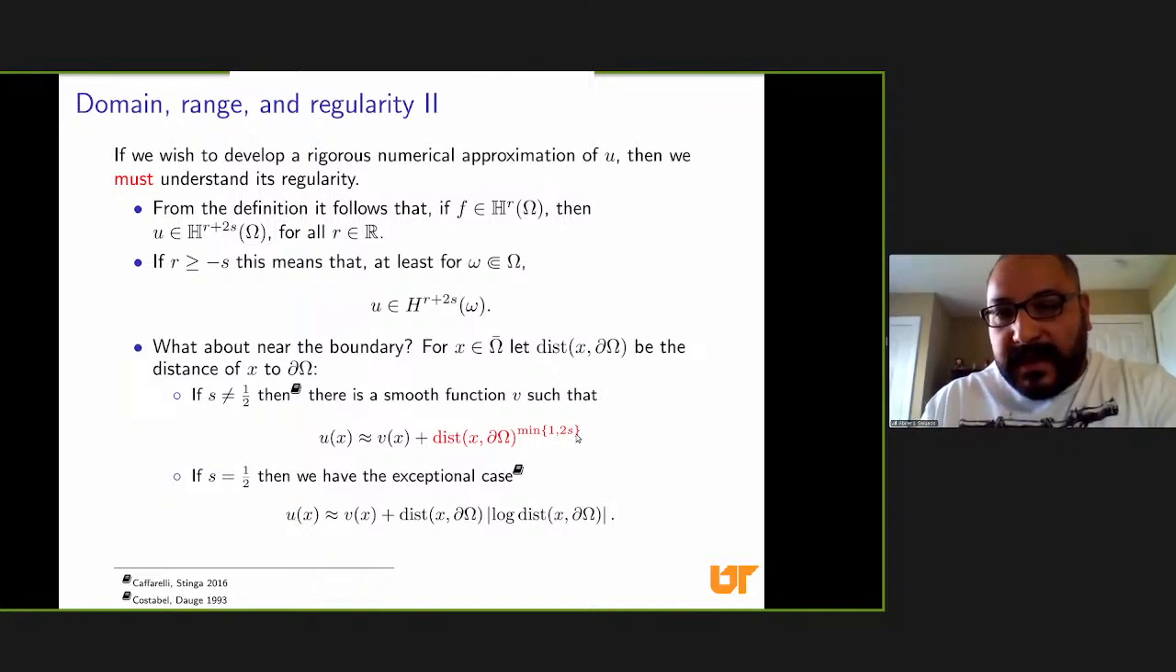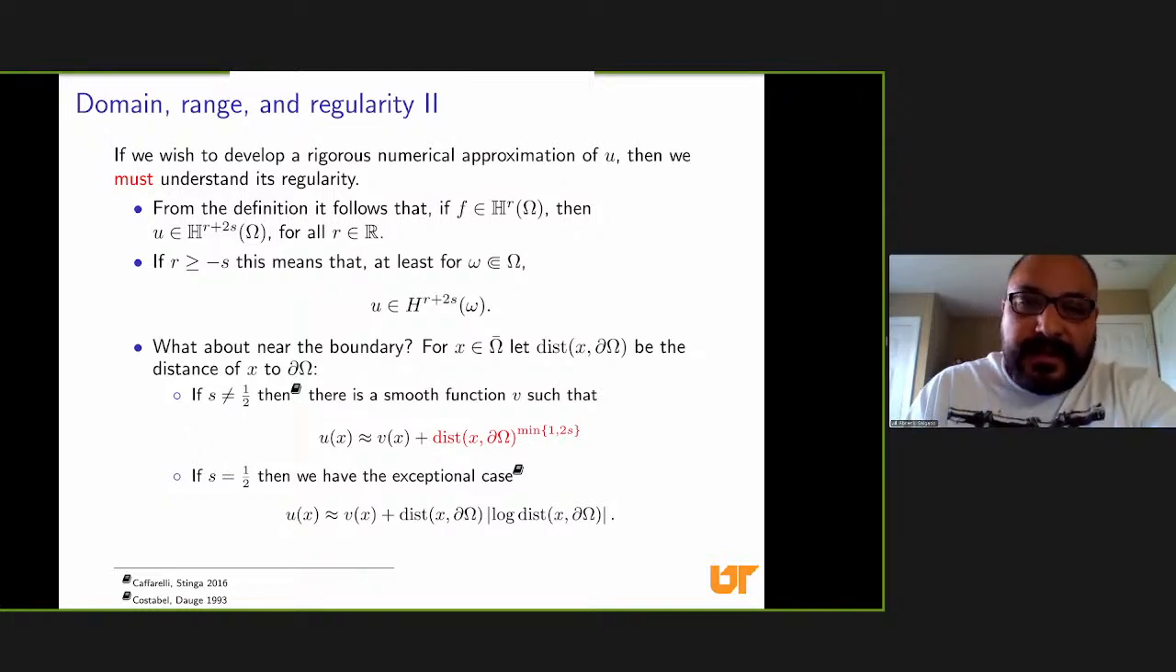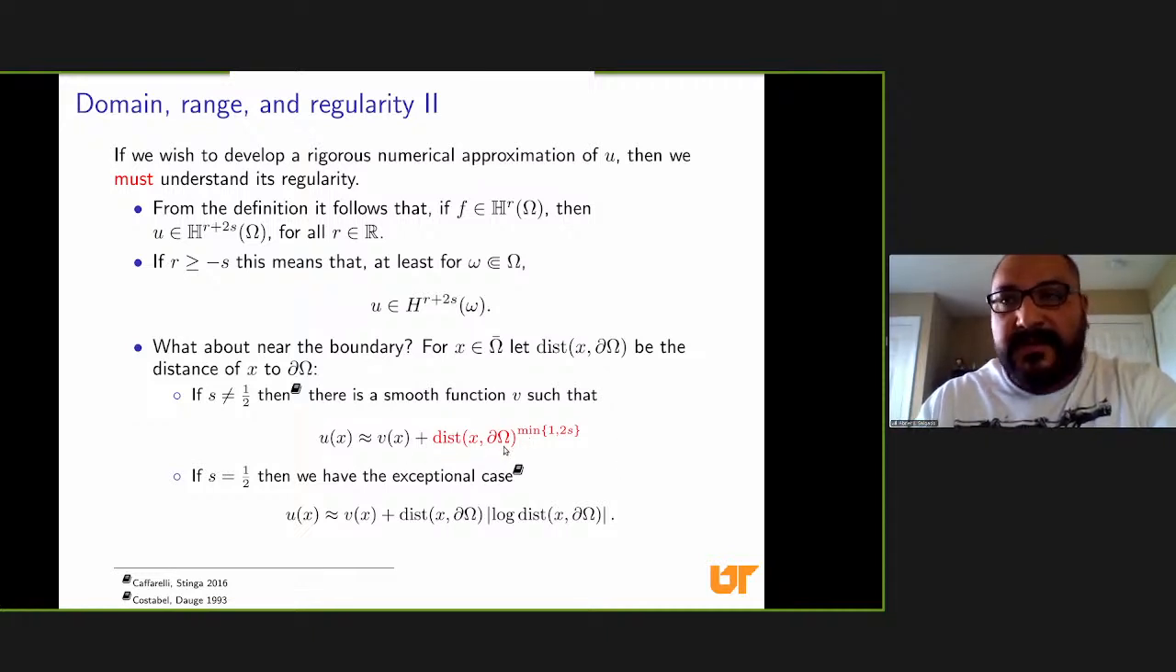Of course, s is between 0 and 1, so this power is the minimum of 1 and something smaller than 1, so it's the distance to the boundary to something smaller than 1, or 1 if s is larger than half. So this distance to the boundary gives you some sort of algebraic boundary singularity that you need to take care of if you want to properly approximate the solution to this problem. Of course, this case s = 1/2 is always exceptional, so there's a logarithm that appears there.